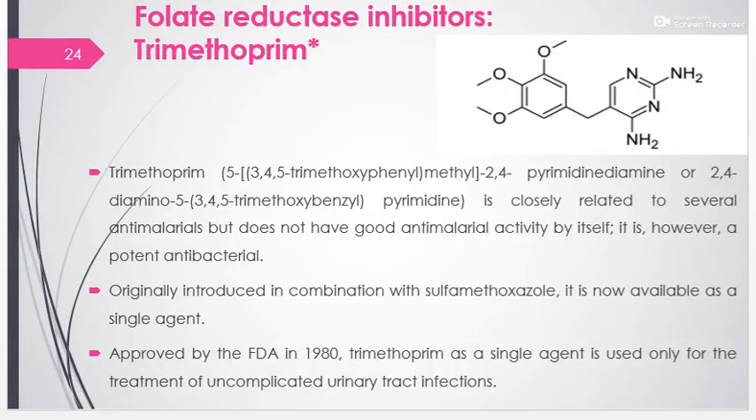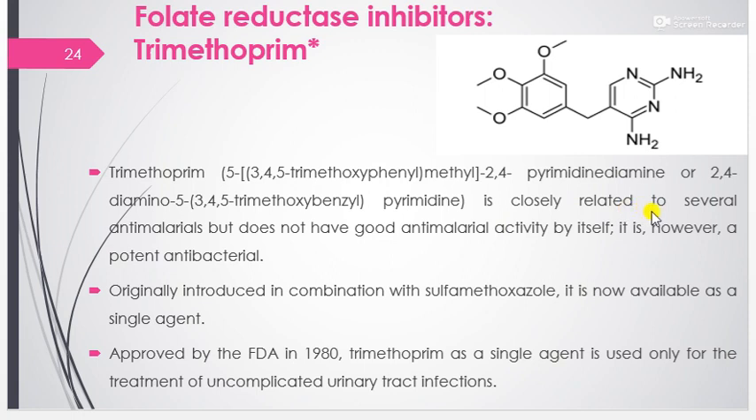Dear students, today we are going to study the next part of the sulfonamides, that is folate reductase inhibitors. The first drug is trimethoprim. Trimethoprim is 5-(3,4,5-trimethoxyphenyl)methyl-2,4-pyrimidinediamine, or 2,4-diamino-5-(3,4,5-trimethoxybenzyl)pyrimidine.